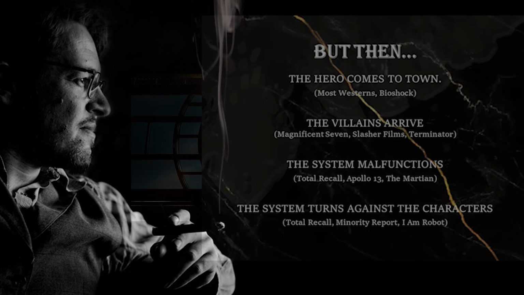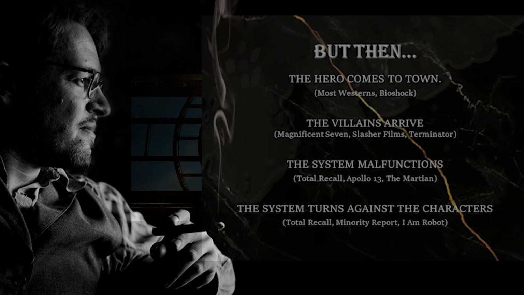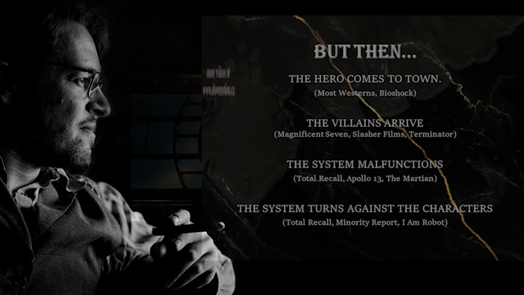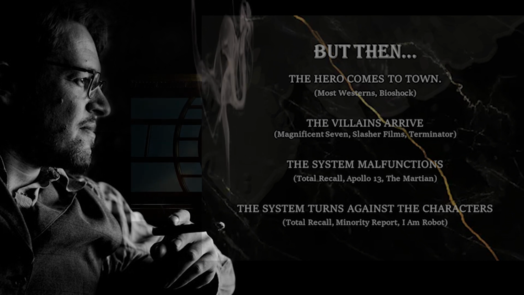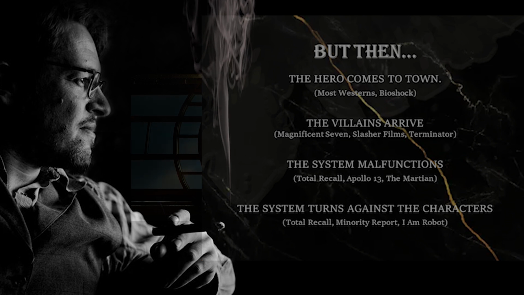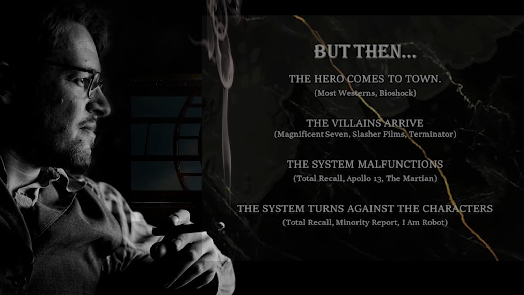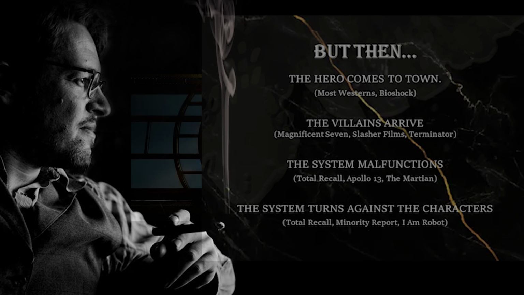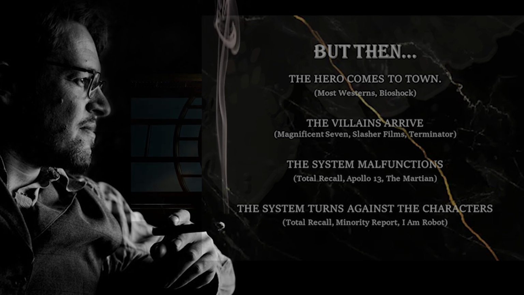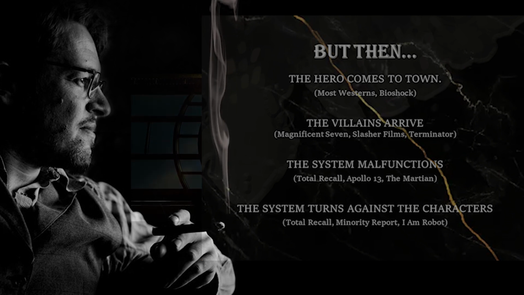The chaos usually always comes into the system somehow. Sometimes it's characters, sometimes it's just that the system starts to malfunction. We have this in Total Recall, Apollo 13, The Martian, where a man gets stranded on Mars, and one of my favorite science fiction short stories from the 1920s, The Machine Stops, which is literally about that.